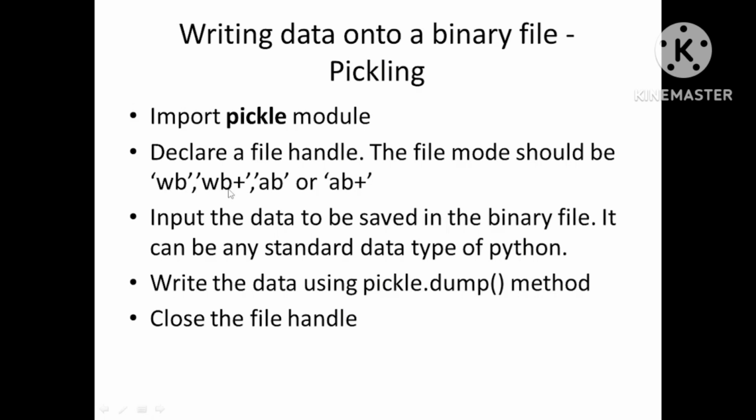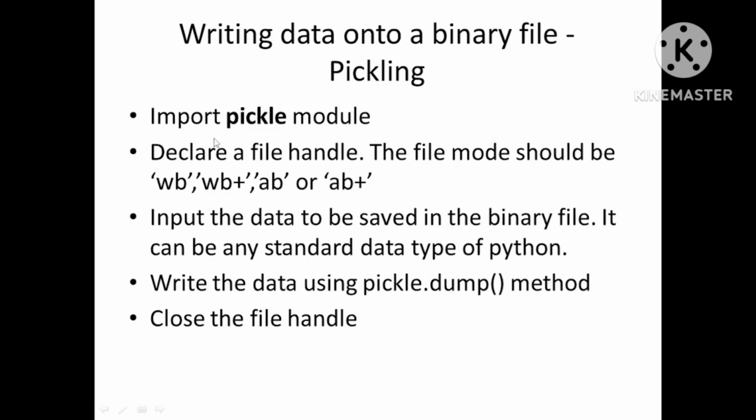So first you can get the data from the user, write the content to the binary file, then you can also read the content which you have written. Remember, as I explained in the previous video, wb and wb+ will erase the existing content and write it as fresh content. But ab and ab+ will add on to the existing content.